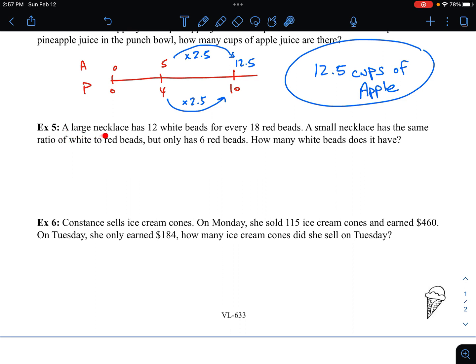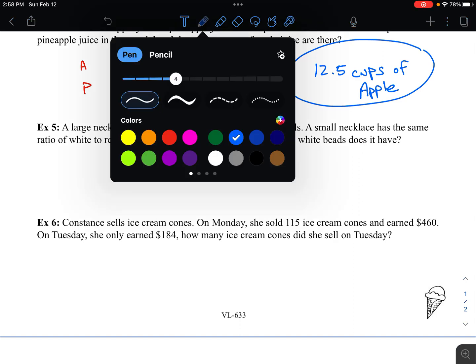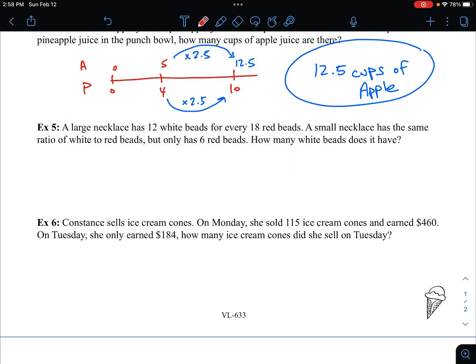Example 5. A large necklace has 12 white beads for every 18 red beads. A small necklace has the same ratio of white to red beads, but only has 6 red beads. How many white beads does it have? So we've got large and small necklaces, same ratio of beads, just a different number of them, because larger necklaces require more beads. So what are the 2 things we're comparing here? Not a large to small necklace, but white beads to red beads. So we'll put white on top, red on the bottom.